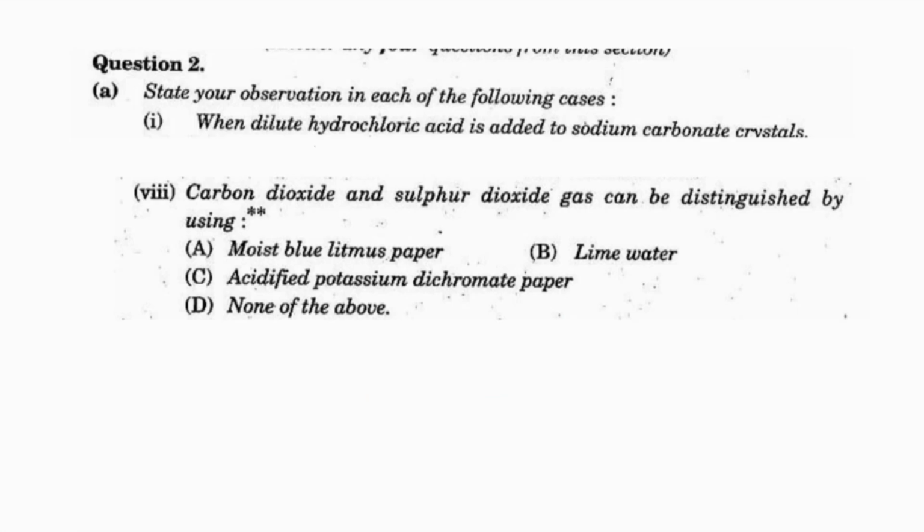Now see this question. State your observation in each of the following cases. When dilute hydrochloric acid is added to sodium carbonate crystals, what will be the observation they are asking? We don't need to write the balanced chemical equation, but you can just write it and see. When dilute hydrochloric acid is added to a carbonate, definitely one product obtained will be carbon dioxide. Another product will be water. Along with that, you will get a salt also. In this case, it will be sodium chloride. What will be the observation? A colorless, odorless gas will evolve out of the test tube, which when passed through lime water will turn it milky. You can just remember it like that.